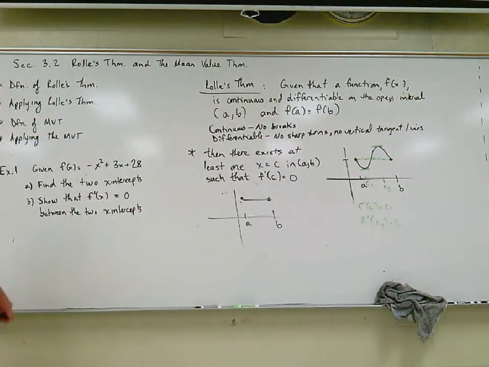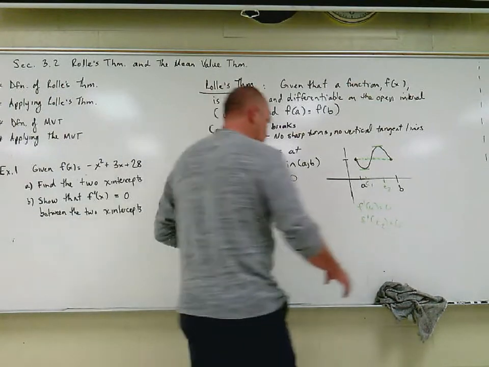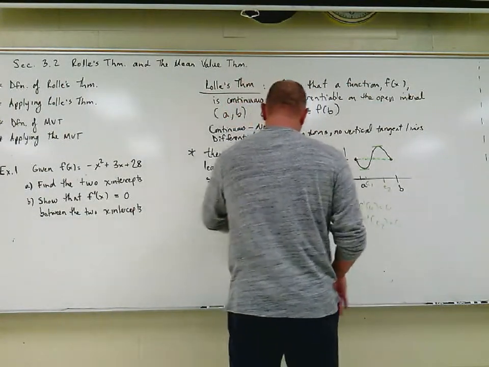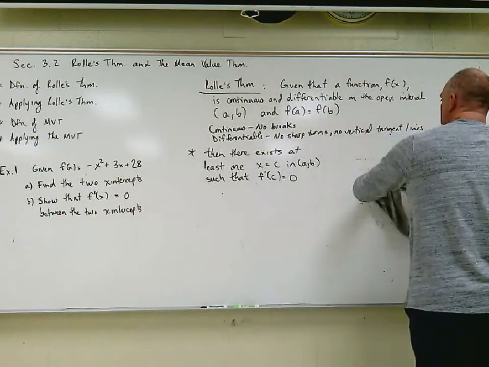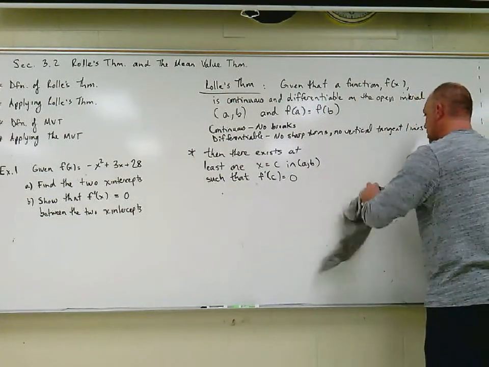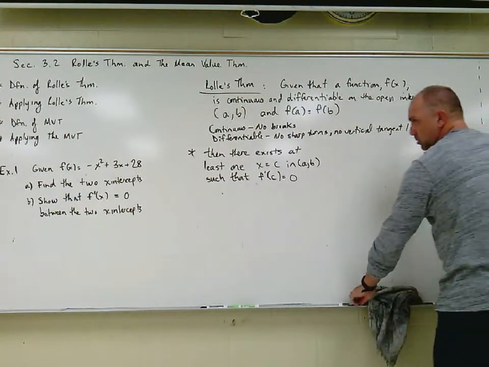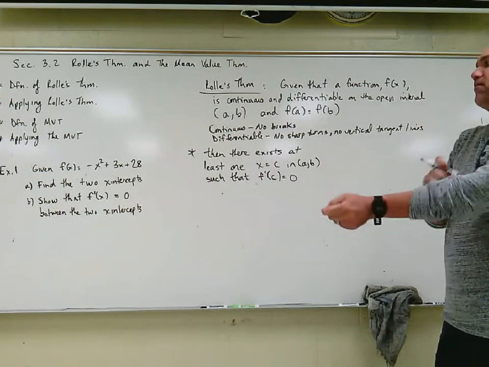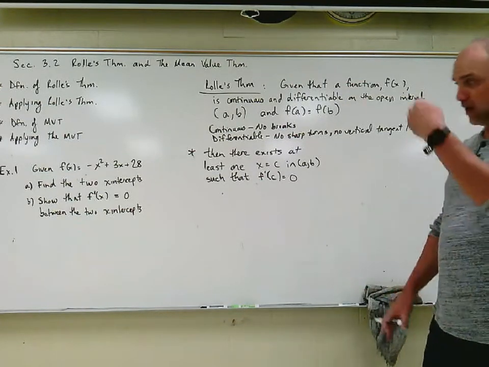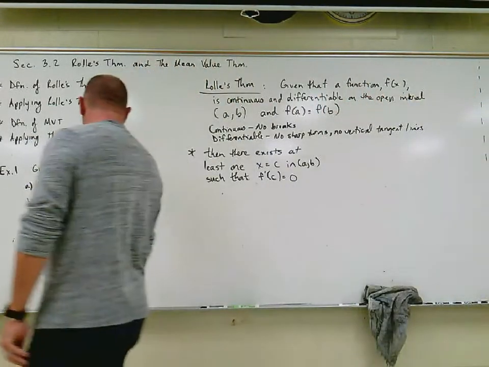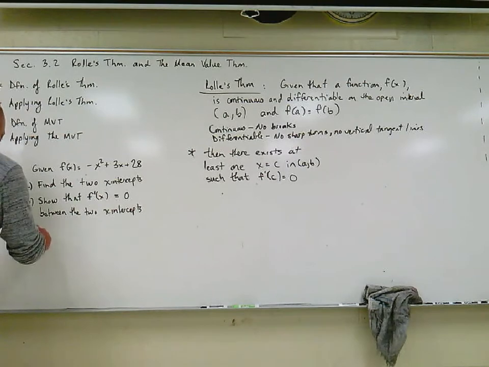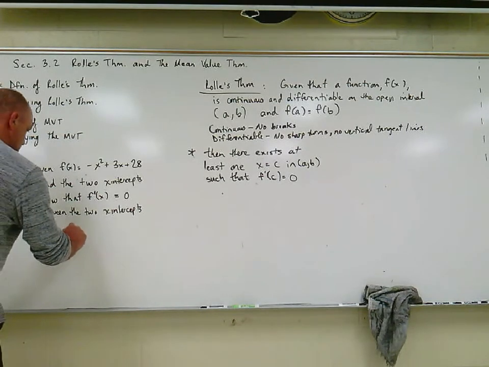So here's an example where we gotta do a little work on our own. Example 1 says find the two x-intercepts, okay? So we're just doing pre-calc, kind of doing some of the work for them here. I'm going to erase this and leave Rolle's theorem up as we use it to work example 1. The first thing we're asked to do is find the x-intercepts, and then show that f prime of x equals 0 between the two x-intercepts. Find that spot. So first, how do we find the x-intercepts for this function?